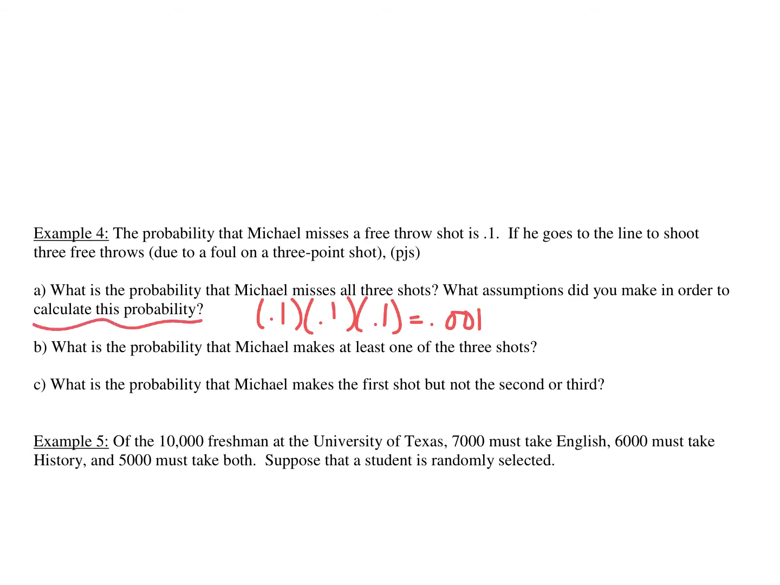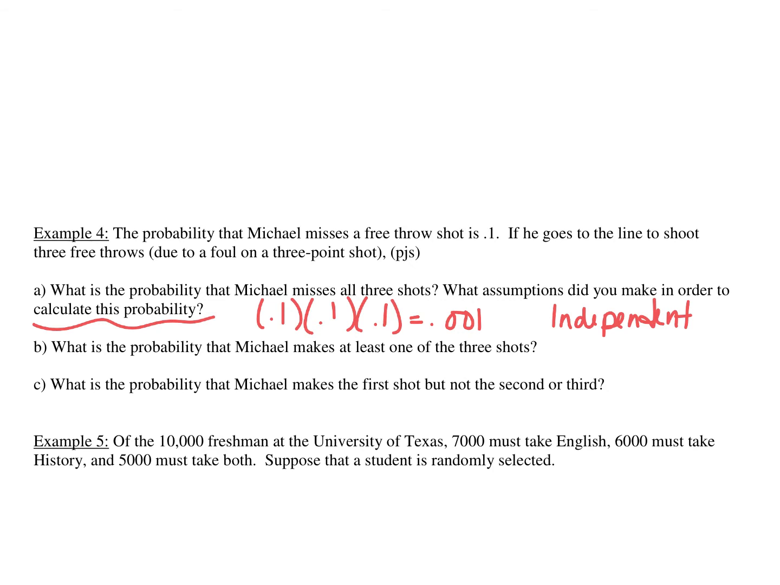Now, what assumption did I make in order to do that? I'm assuming that his shots are independent. In order to be able to multiply, I'm assuming that what happens on the first is not affecting the second, which may be a bit of a leap in a basketball game.